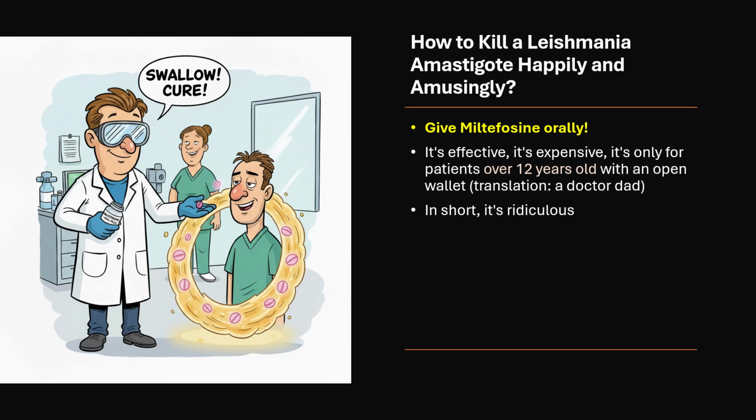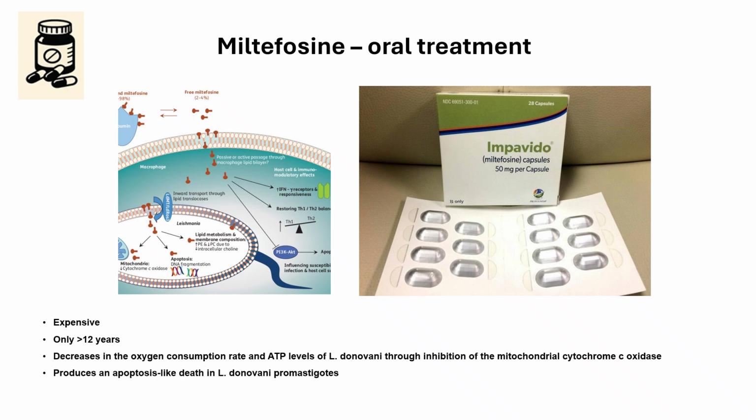Give miltefosine orally. When local treatments are insufficient, miltefosine offers a potent oral alternative. It works by inhibiting mitochondrial cytochrome C oxidase, which decreases oxygen consumption and ATP levels in the parasite, ultimately triggering an apoptosis-like death in L. donovani promastigotes. While it shows very high efficacy, it is an expensive medication restricted to patients over 12 years of age and requires careful monitoring. This highlights the ongoing challenge in leishmaniasis care, balancing high treatment efficacy with cost and patient safety protocols.